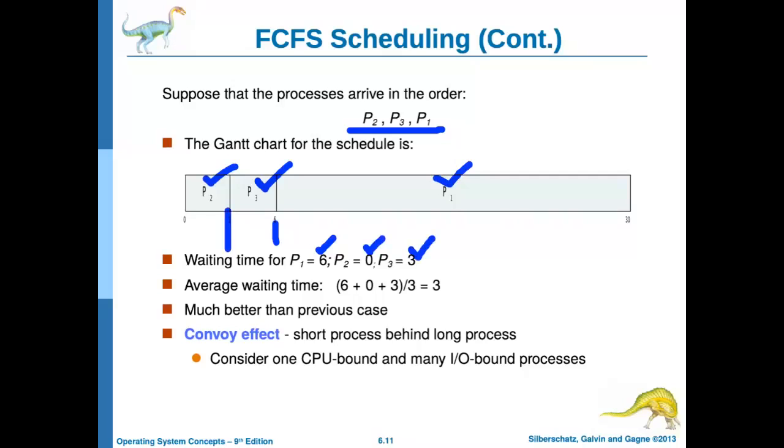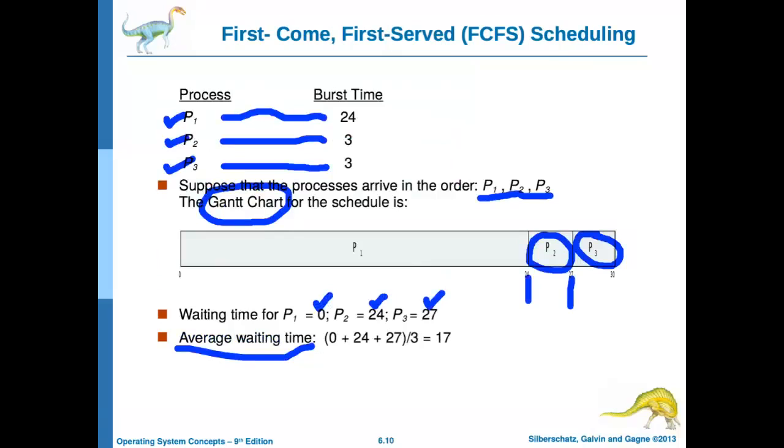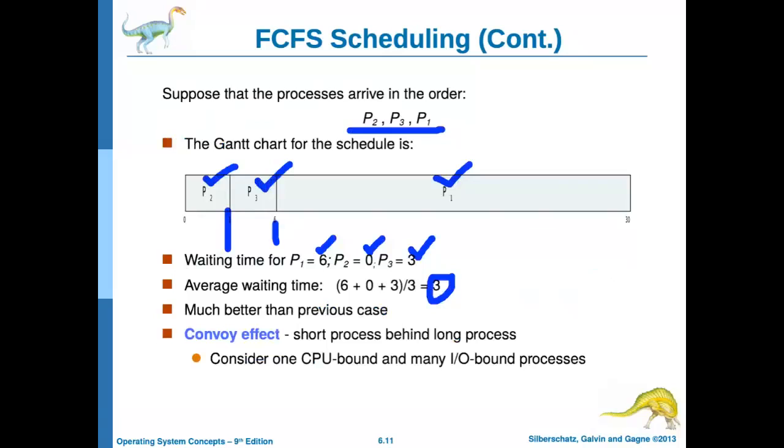Now if you see the average waiting time, it is 6 for P1 plus 0 for P2 plus 3 for P3. That gives me 6 plus 0 plus 3, which is 9, divided by 3, equal to 3. This is the average waiting time. Now in the previous example, the average waiting time was 17 time units. 17 versus 3. This is definitely better than the previous case, right?